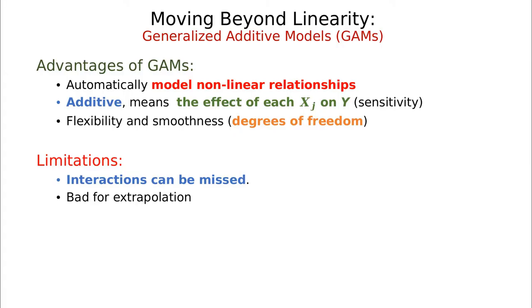Okay, to finish this video, let me summarize the pros and cons of GAMs. The good thing with GAMs is the model is additive, so you can still have this idea of sensitivity of the parameters. And automatically with this s function, you can model nonlinear functions. So you are including flexibility and smoothness using degrees of freedom. The limitation is that because of this additivity, interactions can be missed in some cases, and still this is bad for extrapolation and bad for interpretation. So the only thing that you can do with GAMs is try to see if the data is nonlinear, but not know why or how you can improve the model.